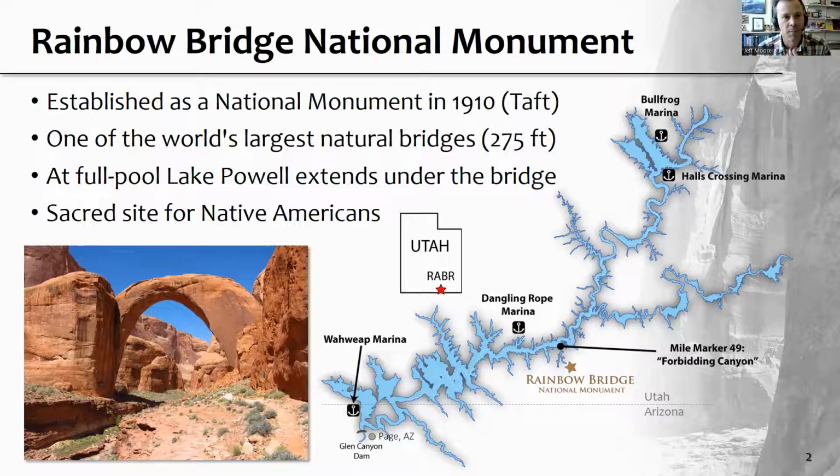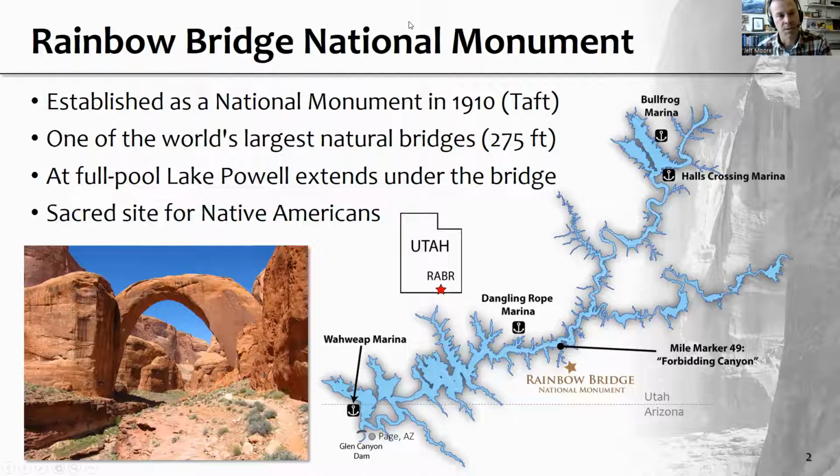Just first, a little bit of background about Rainbow Bridge. It was established as a national monument in 1910 under then President Taft. It is one of the world's largest natural bridges with a span of 275 feet and a height of 290 feet, so truly exceptional scale. And it sits beside Lake Powell, which straddles the border of Utah and Arizona. At full pool, Lake Powell would actually extend underneath Rainbow Bridge, which it has done in the past, but that hasn't been for several decades now.